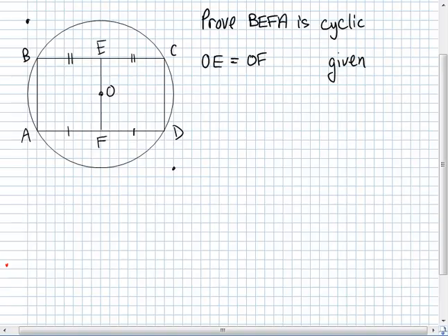Okay, I'll just pause the video here and let you copy down this diagram, and then we'll go about proving that VEFA is cyclic.